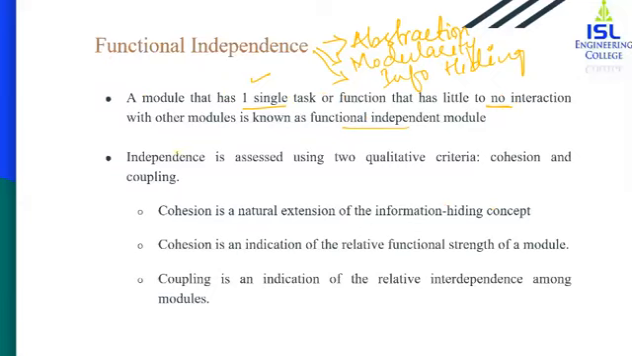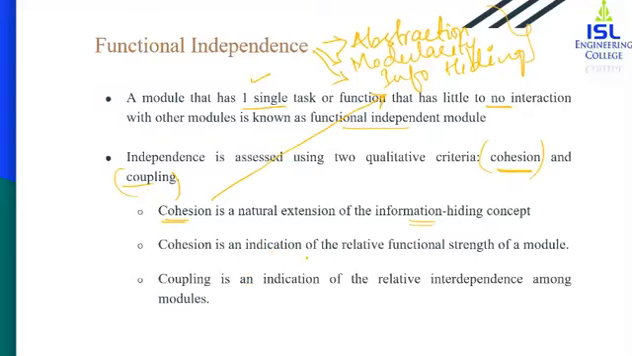Now this functional independence can be achieved by two other concepts, that is cohesion and coupling. These are the two concepts through which you can achieve functional independence. Now what are cohesion and coupling? Cohesion is an extension of information hiding. As we've studied, functional independence is the extension of these three things, whereas cohesion is a direct extension of the information hiding concept.